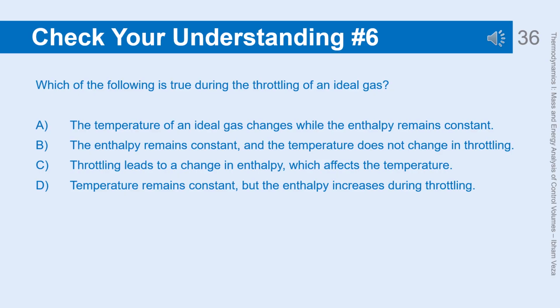C. Throttling leads to a change in enthalpy which affects the temperature. This is incorrect because throttling is defined as a process where enthalpy stays constant and it does not lead to a change in enthalpy. D. Temperature remains constant, but the enthalpy increases during throttling. This is incorrect because in throttling, the temperature typically does not remain constant and the enthalpy does not increase.